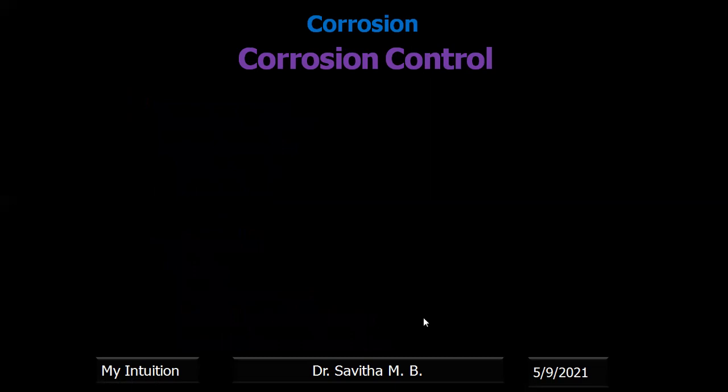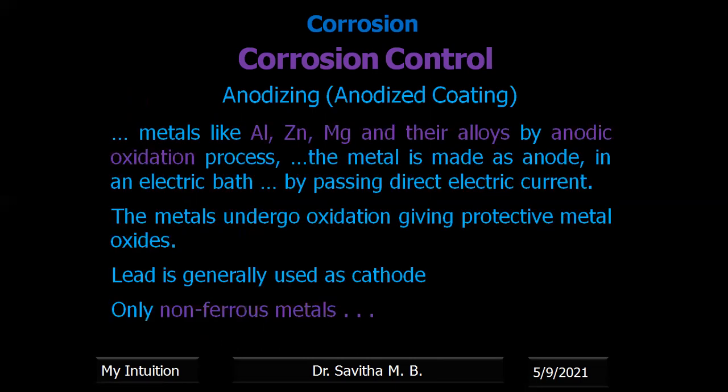The first one is anodizing, which comes under inorganic coating. There are certain metals like aluminium, zinc, magnesium, and their alloys which can be protected from corrosion by the anodizing process. Anodizing is a process wherein the metal is made to undergo corrosion first. The outermost layer of the metal gets converted into the corrosion product. Later this corrosion product itself acts as a barrier.